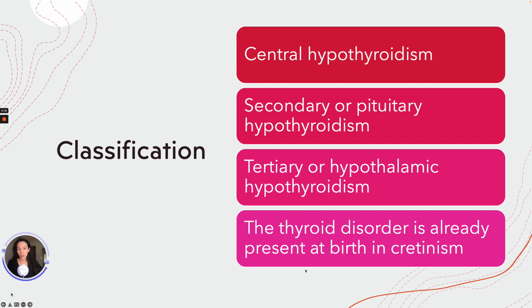The first is central hypothyroidism. This is failure of the pituitary gland, the hypothalamus, or both to stimulate the production of thyroid hormones. There's also secondary or pituitary hypothyroidism, and this is caused entirely by the pituitary disorder. There's also tertiary or hypothalamic hypothyroidism, and this refers to the cause as a disorder of the hypothalamus, resulting in inadequate secretions of TSH due to decreased stimulation of TRH.